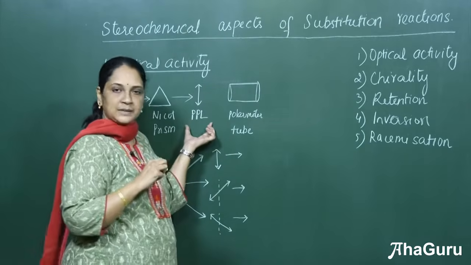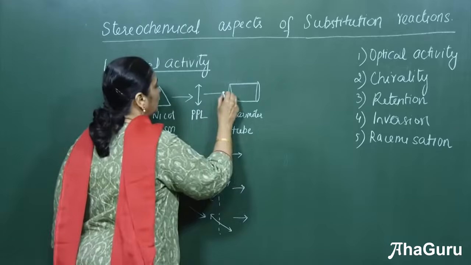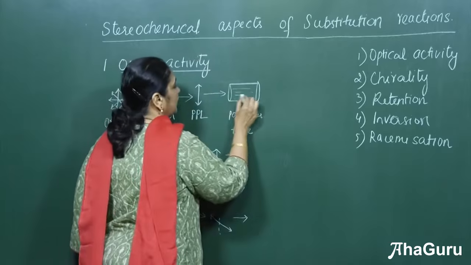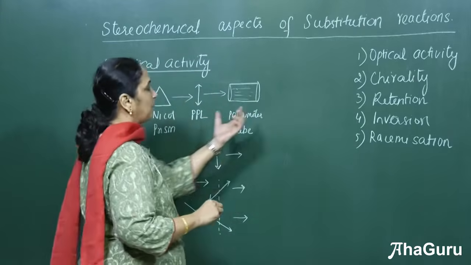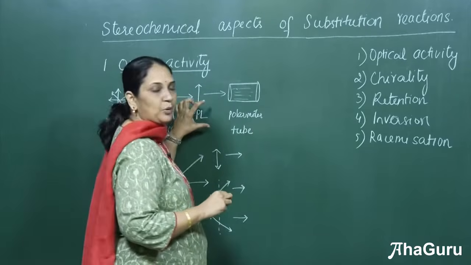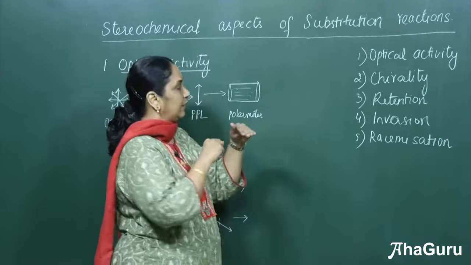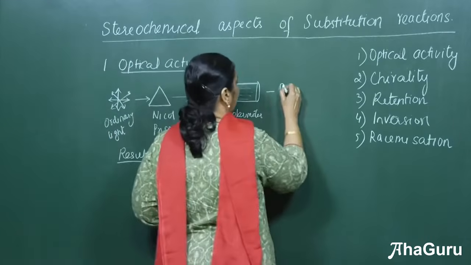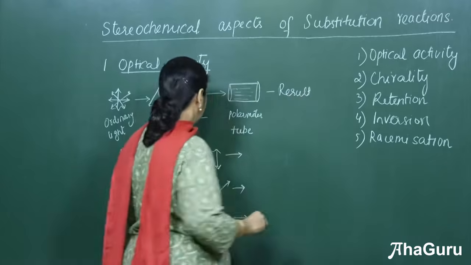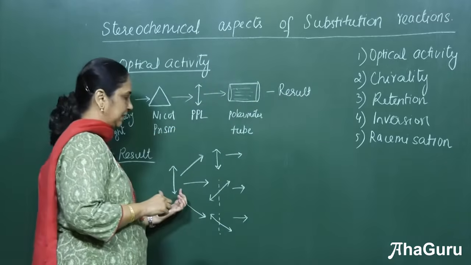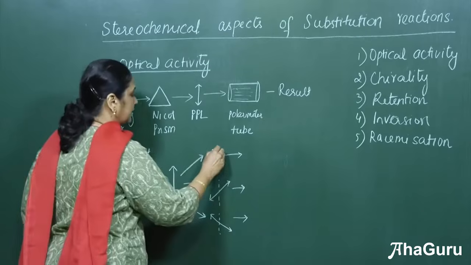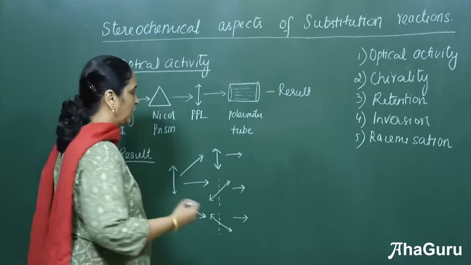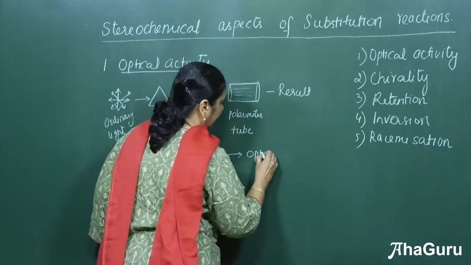When we pass this plane polarized light through a solution of the compound we want to study, we fill this tube with the solution of interest. As a result, the plane polarized light might turn to the right side or left side, or it might remain the same. So the results we get are of three types. If the plane polarized light is unaffected, remaining in the same plane, we call such molecules or compounds optically inactive.